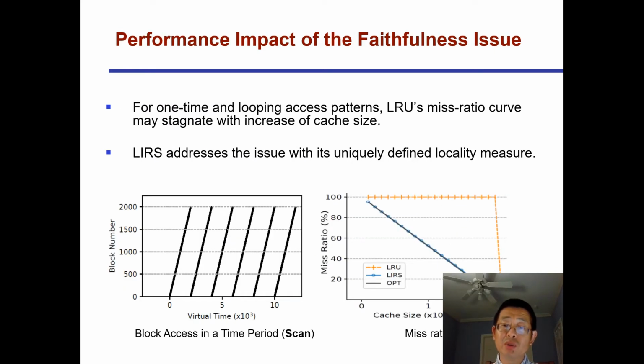Let's use an example to see the performance impact of the faithfulness issue. Here we have a number of blocks that are repeatedly accessed, the scan access pattern. With the increase of the cache size, the miss ratio curve of LRU does not decrease, and there is a big gap between the curve of LRU and the curve of OPT. LIRS addressed this issue with its uniquely defined locality measure.